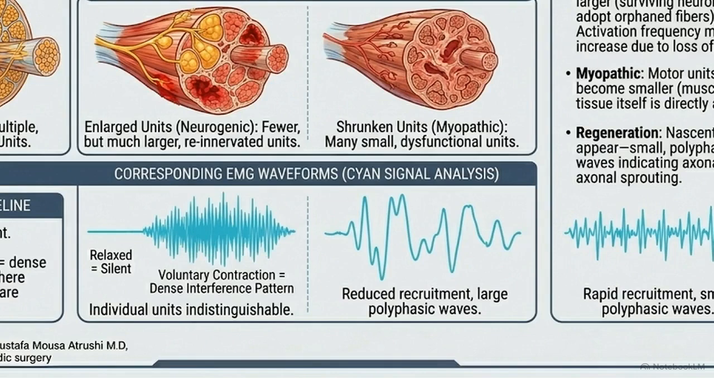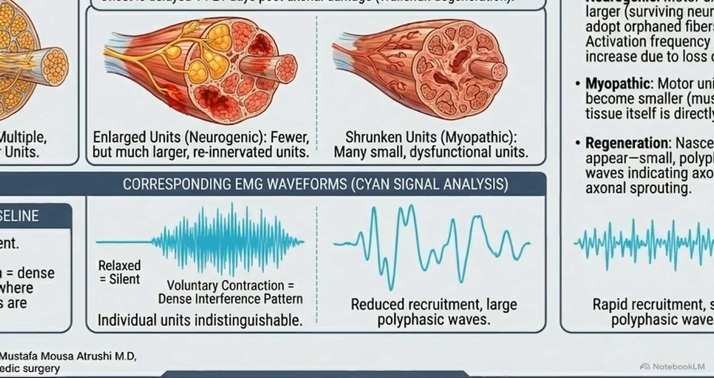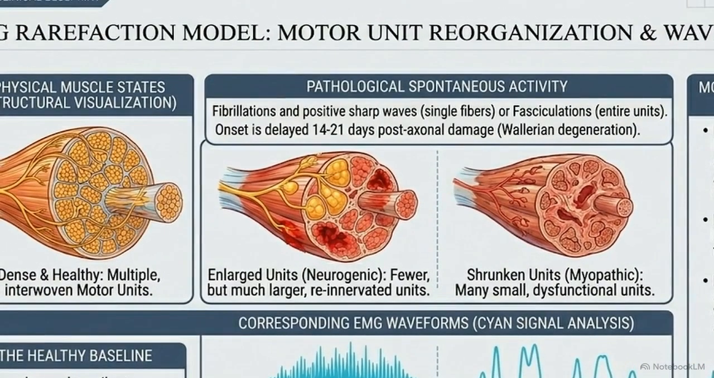Electromyography, or EMG, analyzes muscle fiber activity. Pathological denervation shifts the baseline from a dense interference pattern to reduced recruitment and large polyphasic waves. This is driven by motor unit rarefaction. Surviving neurons adopt orphaned fibers, creating fewer, significantly enlarged neurogenic units.